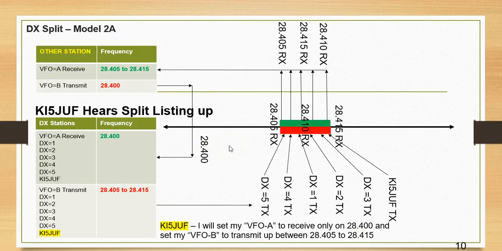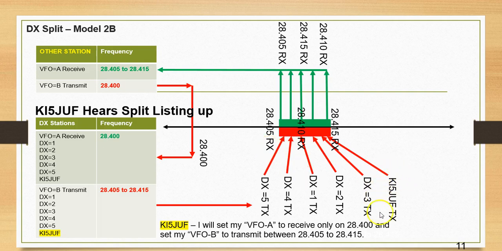So now, for example, the other mode was, say for example, I actually come across the split operations and I hear someone saying, this is DX1, I'm listening up 5 to 10. So what I would do then is I would configure my radio for VFOB to be transmitting between this frequency range, and I would be over here in the group of people trying to reach the other station up here. So now what will happen is, guess what? I'm in the contest now. I'm transmitting, and I'm hoping that he will hear me within 5 to 10.